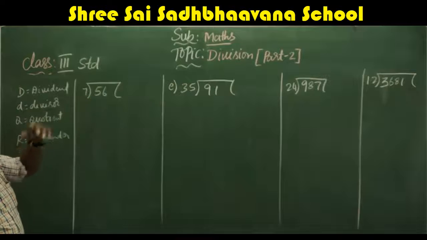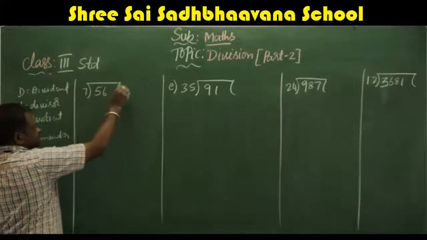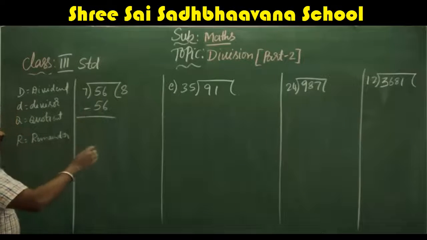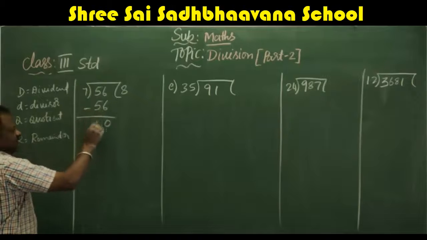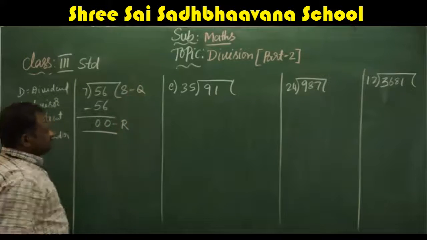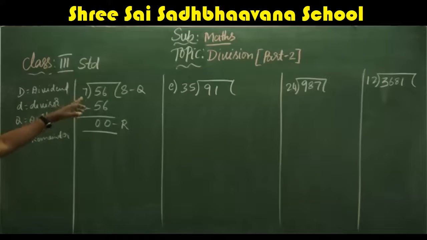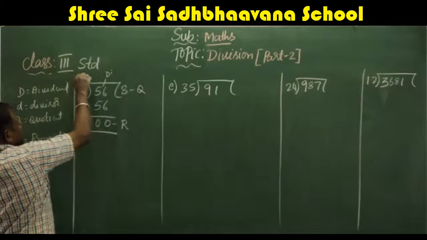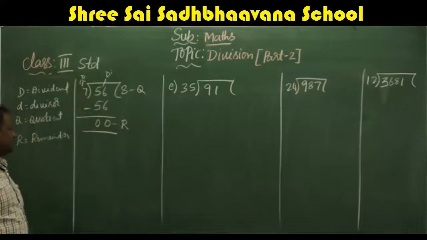First you divide 56 by 7. How many times will it go? 7 8s are 56. You subtract: 6 minus 6 is 0, 5 minus 5 is 0. Here 0 is the remainder. Quotient is 8. So you know very well this is the dividend, this is the divisor, this is the quotient and this is the remainder.